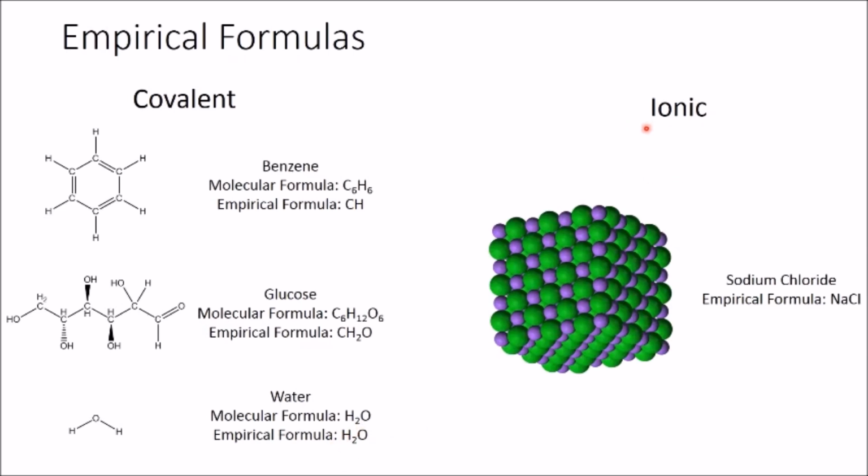Ionic compounds are a little bit different. Here's an example of sodium chloride. Here, the purple balls represent sodium, and the green balls represent chloride. You'll notice that it exists in a large crystalline lattice, where every sodium is surrounded by chlorides, and every chloride is surrounded by sodiums. In the case of ionic compounds, the empirical formula is generally what is used. So this isn't Na100Cl100, it's simply NaCl, the simplest ratio between Na, sodium, and Cl, chloride.